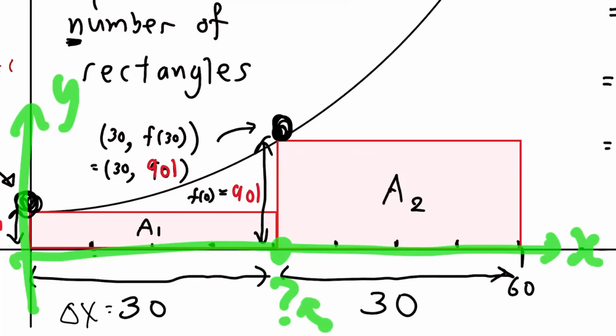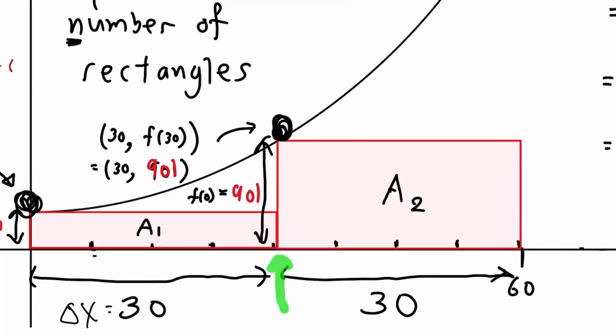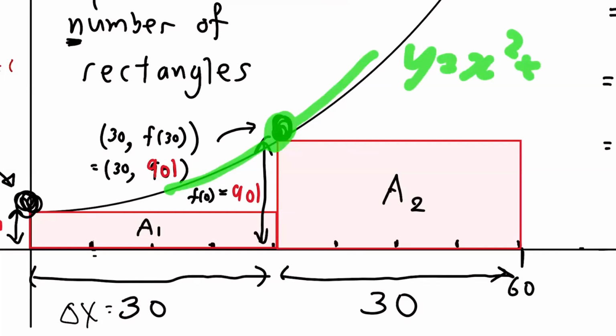What's the x coordinate here? 60. No, this guy here. 60 is here. What's in the middle? 30. Just 30 only. So that's why the corresponding left end pointer, which also intersects with the graph of y equals x squared plus 1, must have a coordinate that is 30, something.